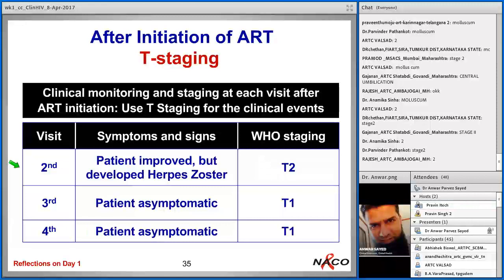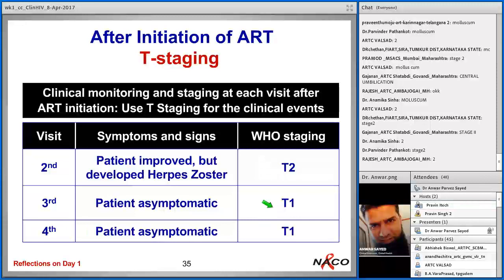So this is how we stage a person whenever he or she comes into the clinic. If a person is on ART, when a person comes in first, we need to do WHO clinical staging at every visit of the patient. So whenever a patient comes, we do WHO clinical staging. Suppose a person having pulmonary TB gets registered into the ART center, in the WHO clinical staging I will write stage 3.